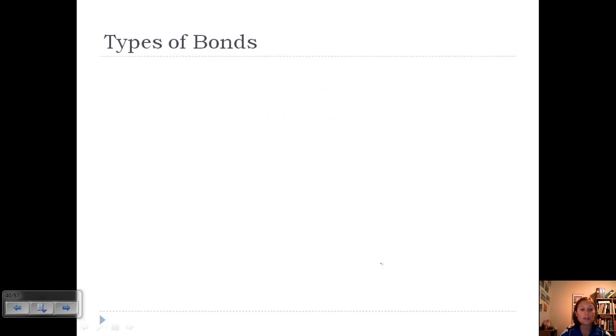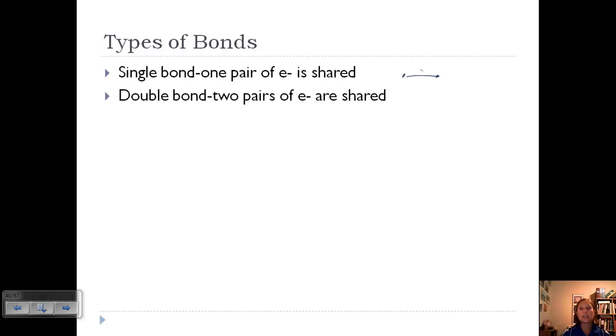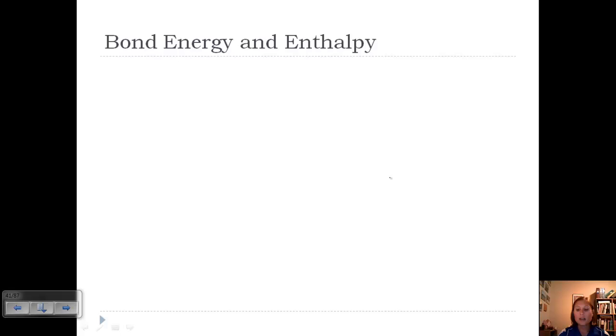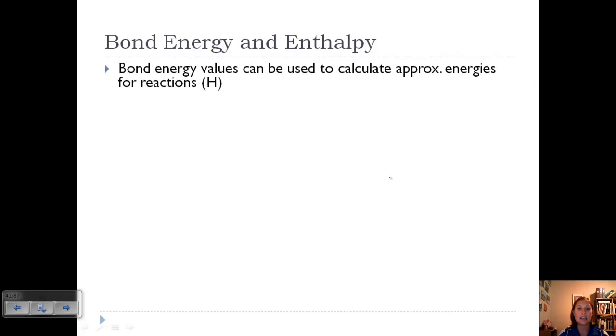Okay, let's talk about the 3 main types of bonds. We can have a single bond, which is 1 pair of electrons being shared, and we usually draw 1 line to show that. We can have a double bond where we have 2 pairs of electrons being shared, and so we have 2 lines. And then we can also have a triple bond, and this is where we have 3 lines or 3 pairs of electrons being shared.